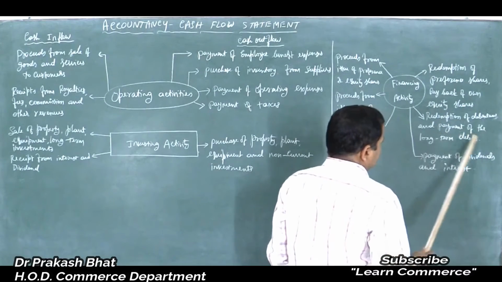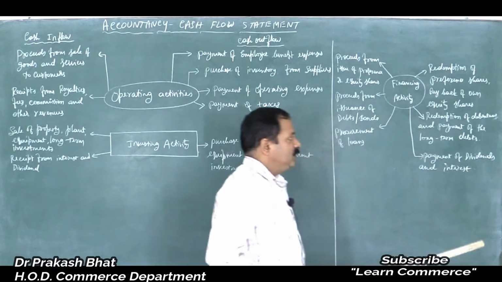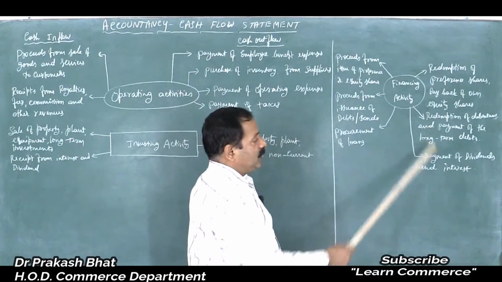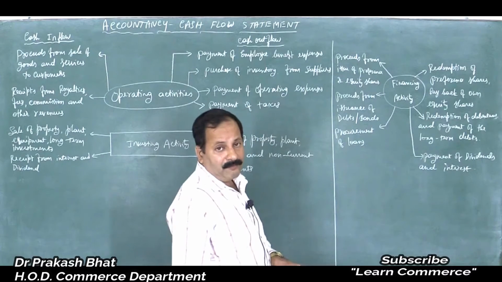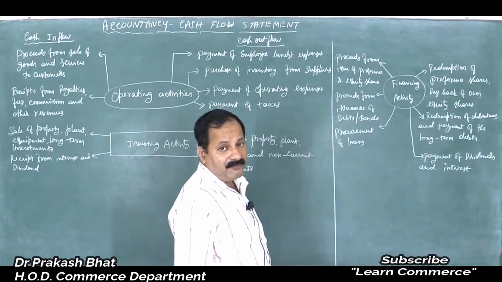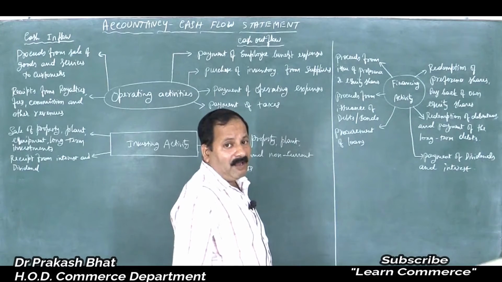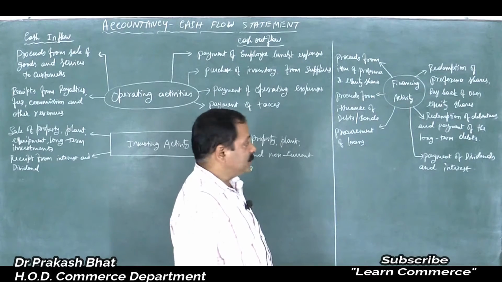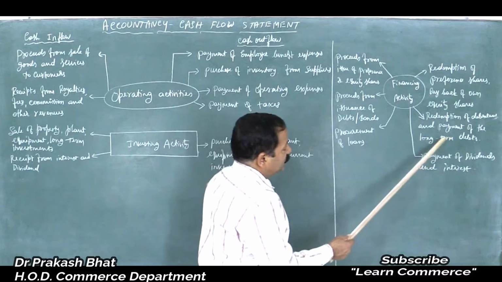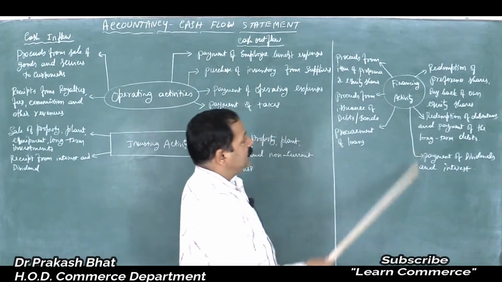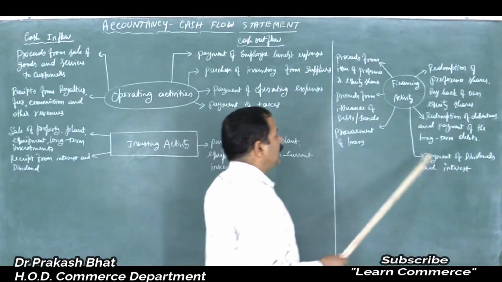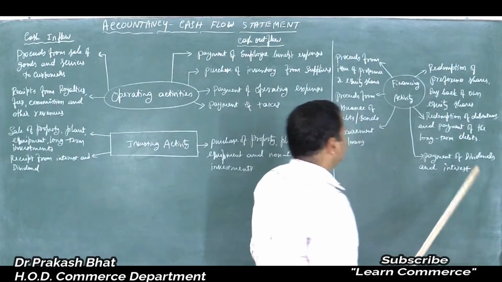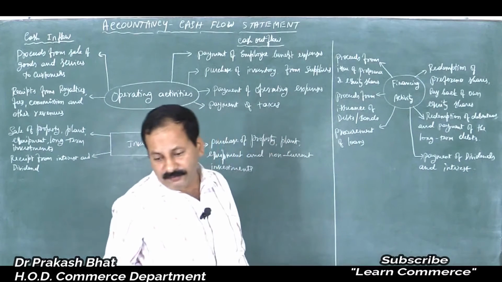Redemption of debentures and payment of long-term debts. When we redeem the debentures already issued, after the term of the debentures, we have to redeem them, isn't it? We have to pay for them and get back the debentures from the debenture holders. When we make payment for that, it also comes under financing activity. Then payment of dividends and interest also comes under financing activity.